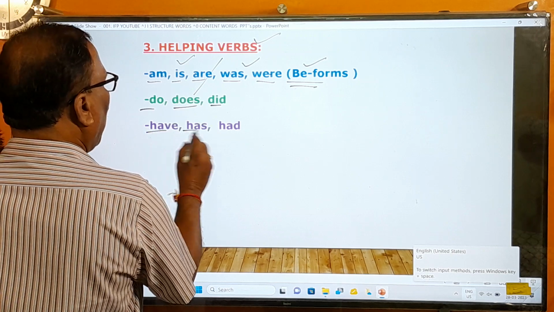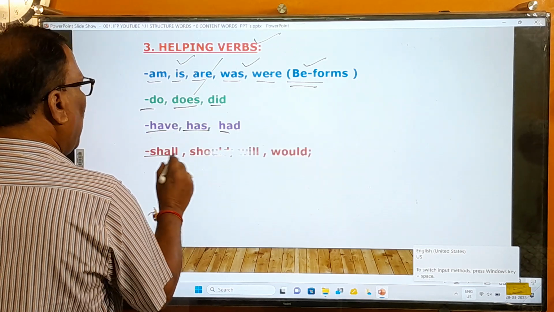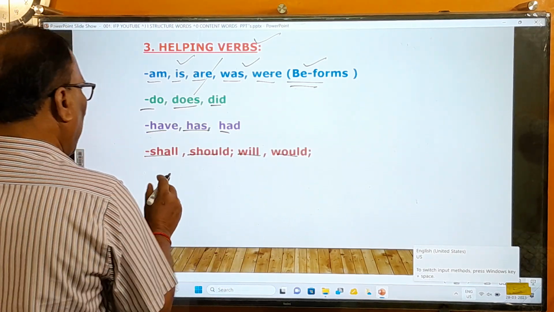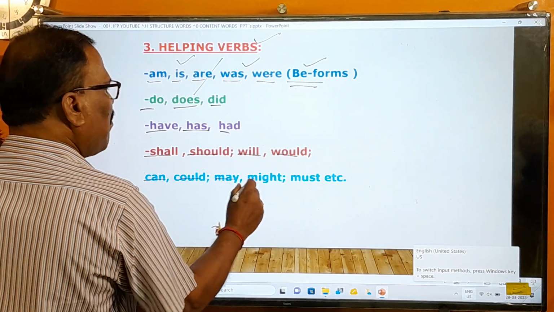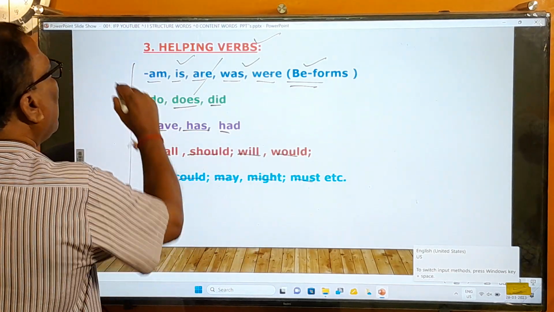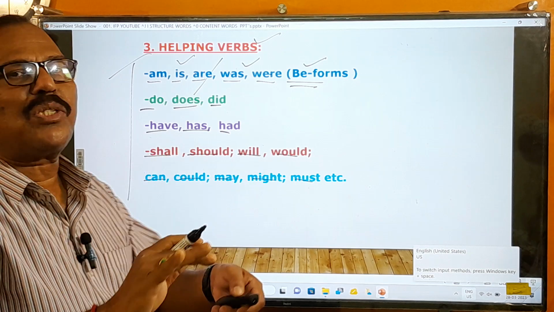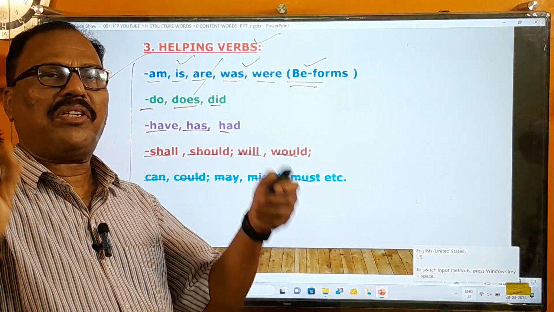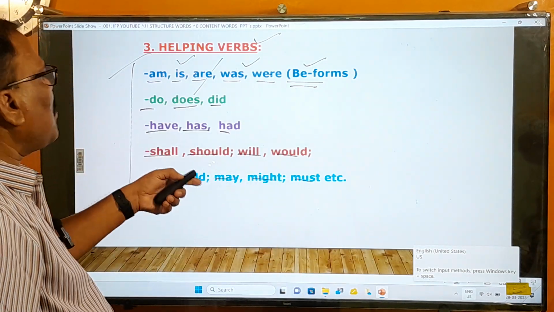And here, have, has, had. Then comes shall, should, will, would, and then can, could, may, might, must. So these are all helping verbs. Their number does not increase or expand. I have already told you. And these are all structure words.